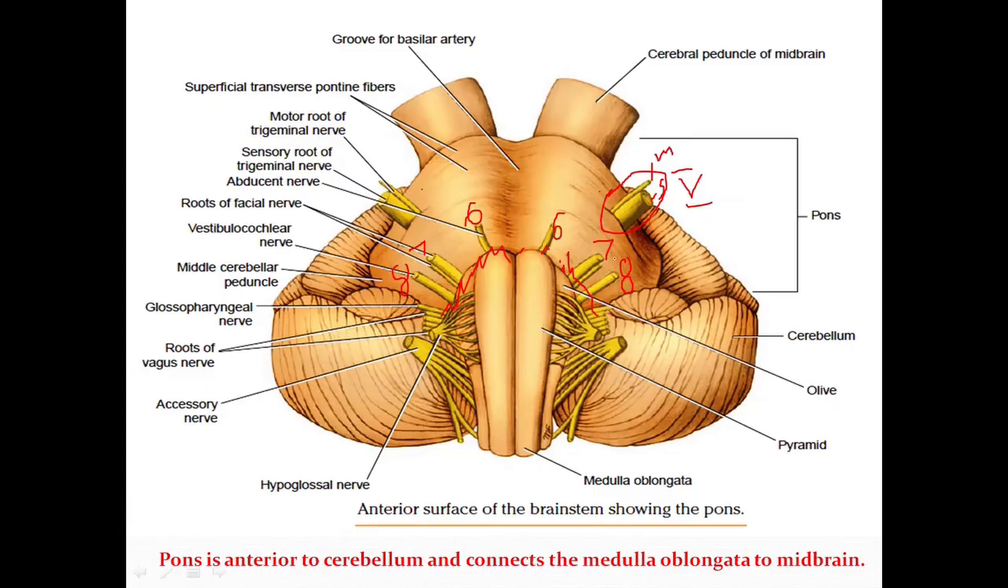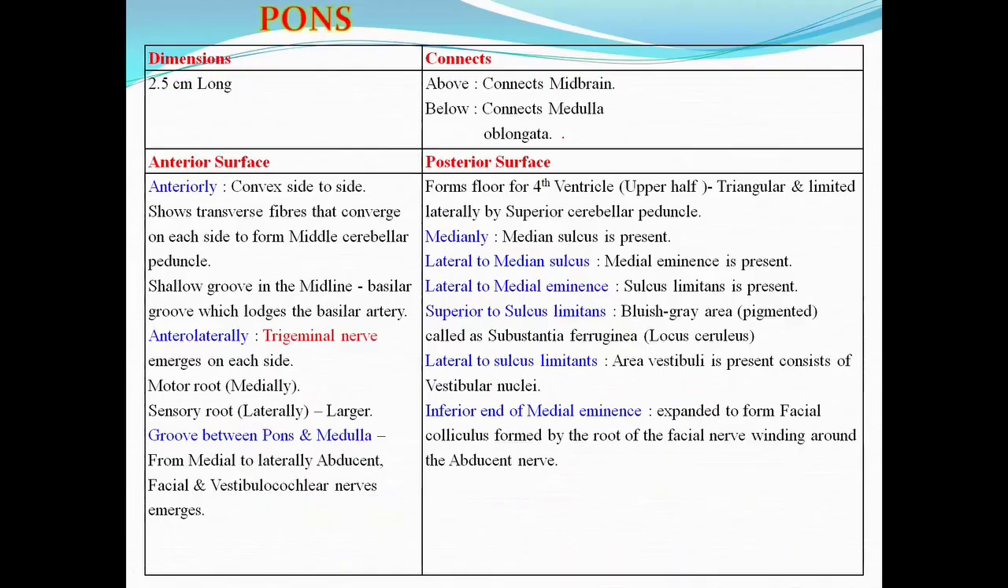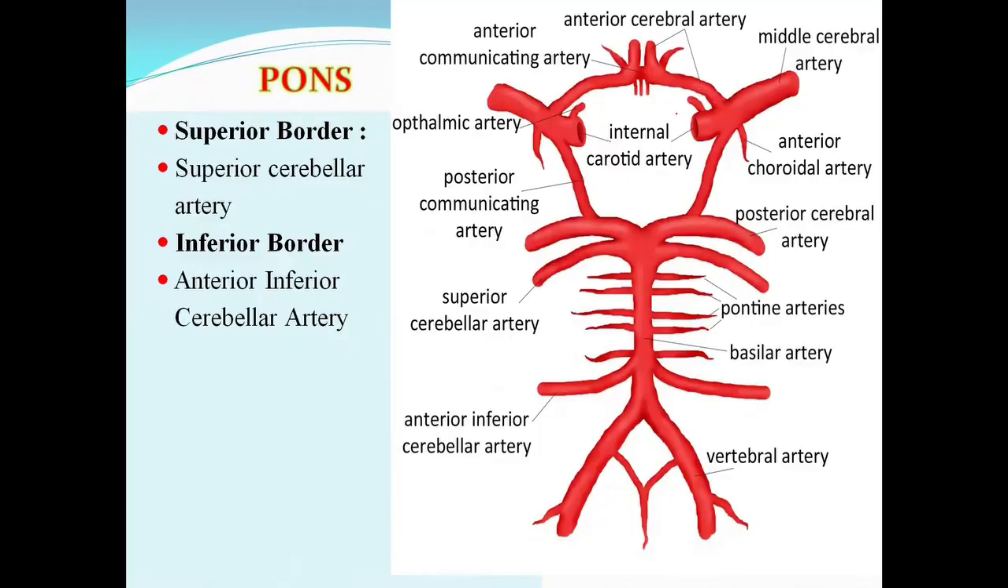While you learn the pons, at the superior border, which shows a convexity, the basilar artery is lodged here, which later bifurcates; you will study the blood supply later on. You can see the branching pattern of the blood vessels. Over here in this photograph, you can identify this is the basilar artery. Now they are going to form right and left branches.